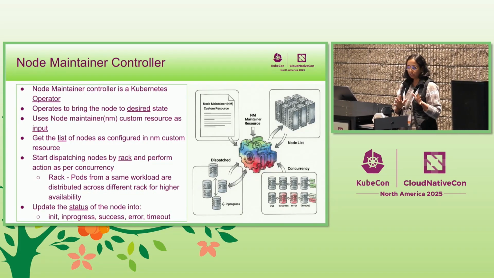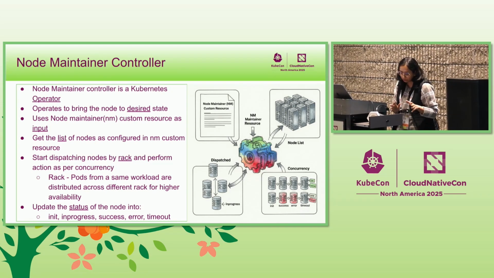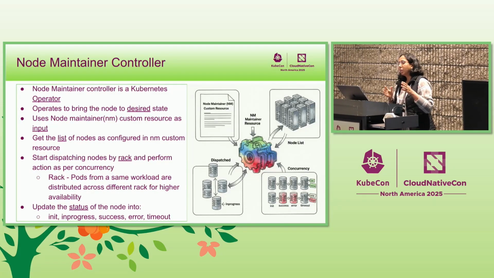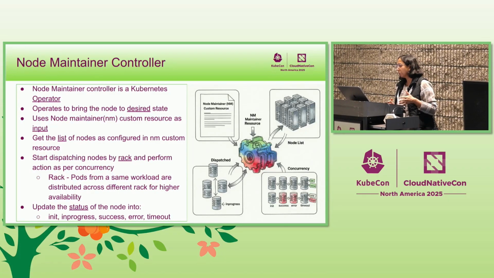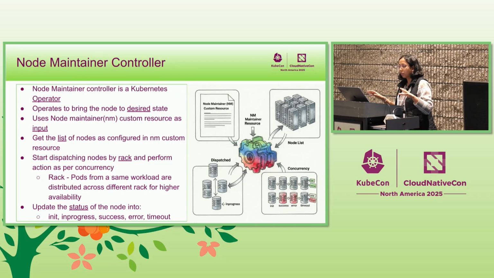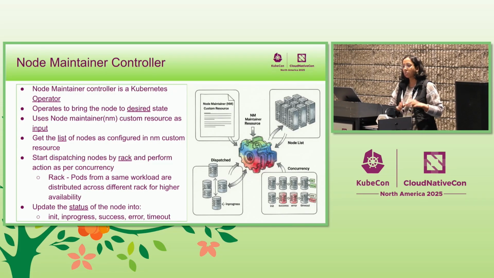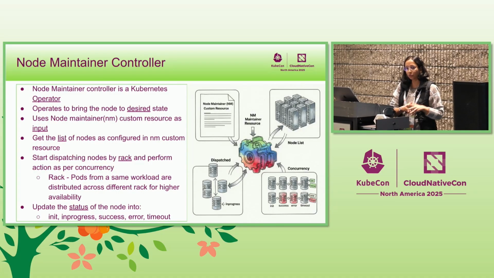So we've just discussed the node maintainer custom resource. Let's get into the node maintainer controller. Like I mentioned earlier, it's a Kubernetes operator. It uses that custom resource as an input and helps me perform this task automatically. Before dispatching a task, it ensures that all the checks and conditions are met, starts executing, and gives a signal to the node agent to start performing the task for me.